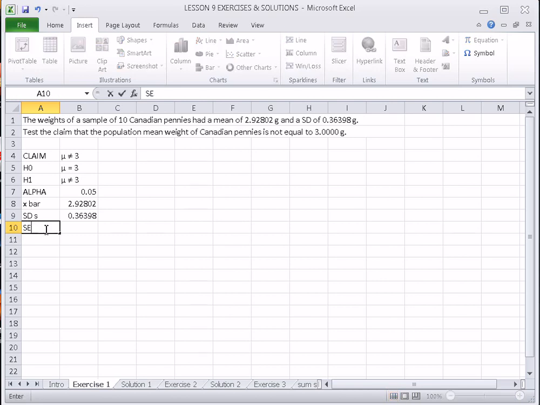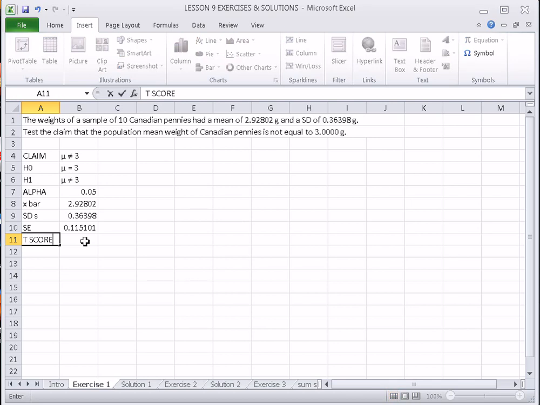So recall that the standard error when working with one mean is the square root of the sample standard deviation. Oops, I made a mistake. Let's start over. The standard error is just the standard deviation divided by the square root of the sample size, which is 10. So here's our standard error. I'm going to use that standard error to compute the t-score.